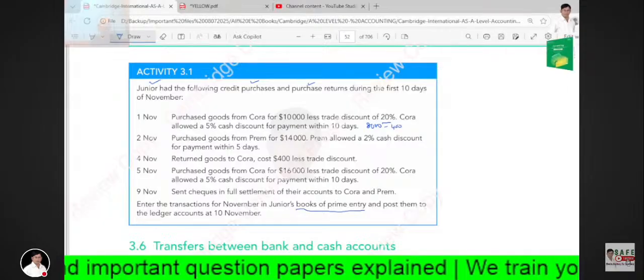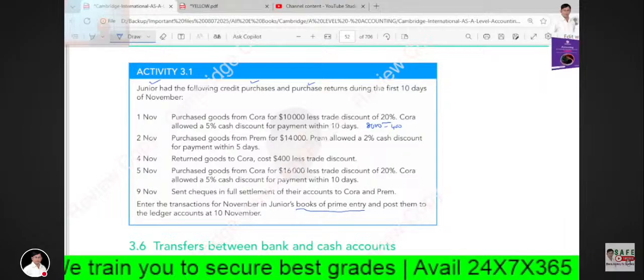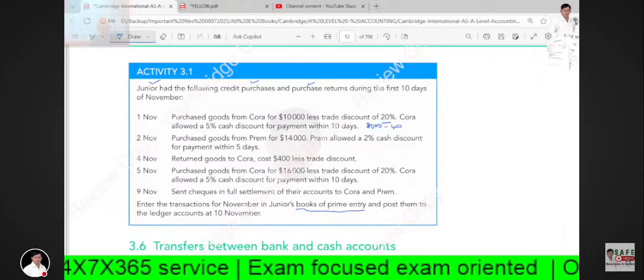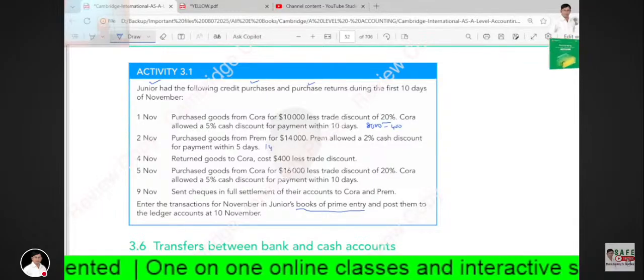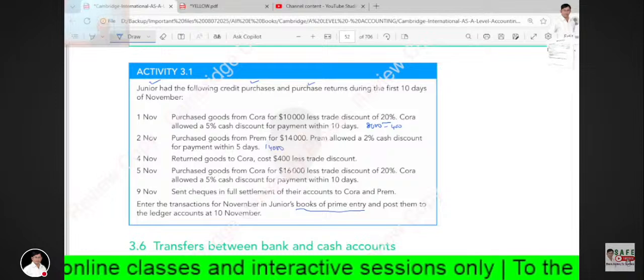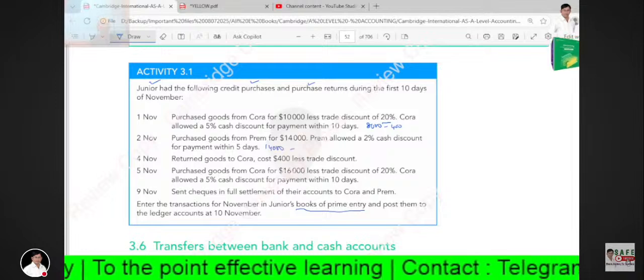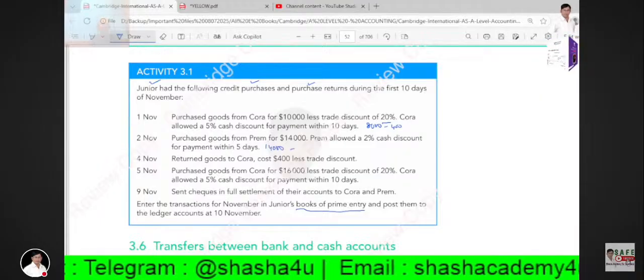Then purchase goods from Prem, 14,000, allowed 2% cash discount. There is no trade discount, only cash discount, so it will be recorded at 14,000. And 2% cash discount of this is 280.